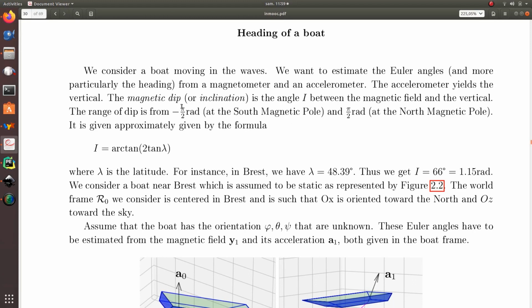What we call the magnetic dip or inclination is the angle between the vertical and the magnetic field we measure. So there is a relation between the latitude and this angle, which is given by this formula. In Brest, the town we consider here, the latitude is given by this angle in degrees. And if we apply this formula, we get an inclination of 1.15 radian.